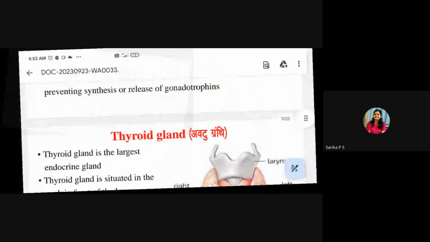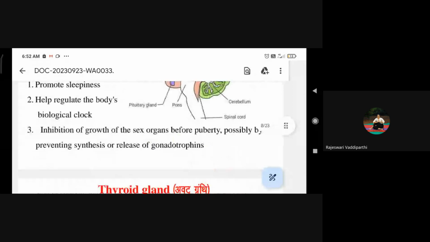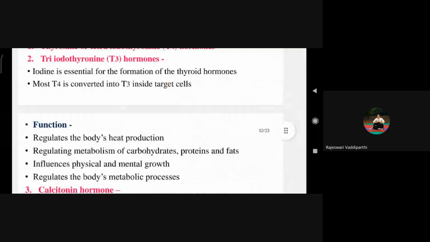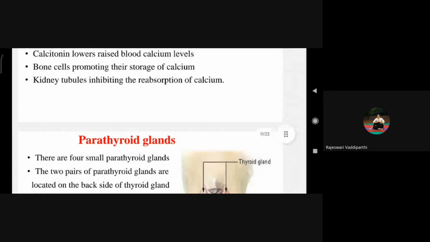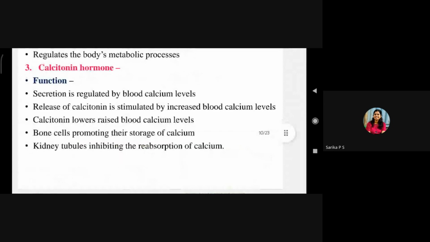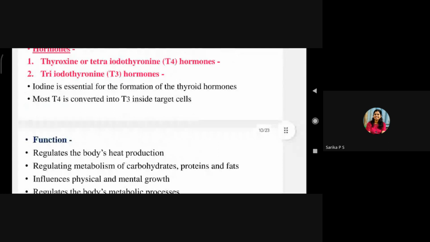Okay. So, pituitary gland is controlled by whom? Hypothalamus. Yes, very good. So, yesterday, till where we have covered? Thyroid gland. Ma'am, the last one was calcitonin hormone. That is the hormone secreted by thyroid. Yes, the hormones secreted by thyroid are calcitonin hormone, and these two, T3 and T4.